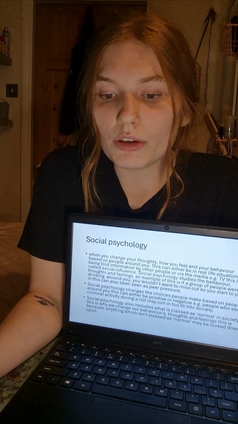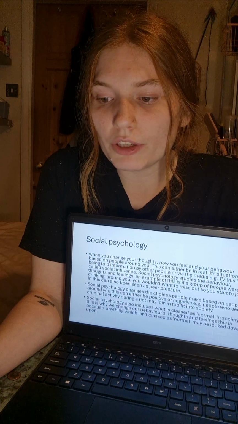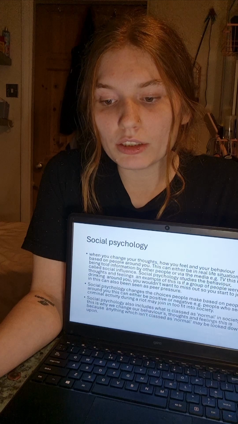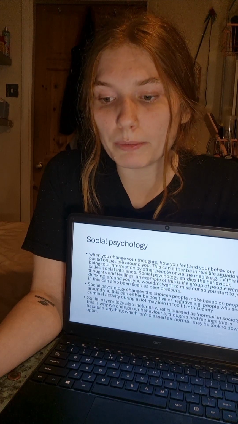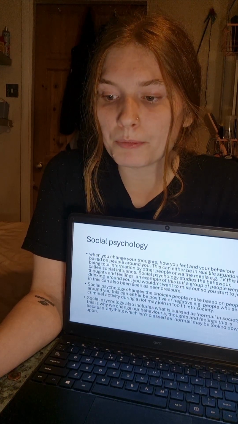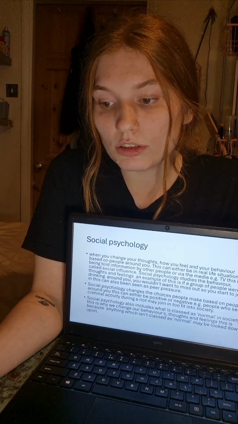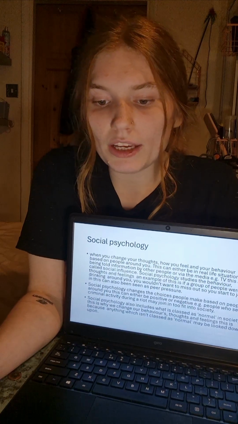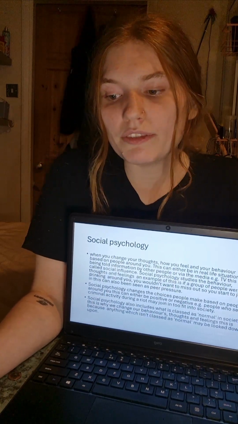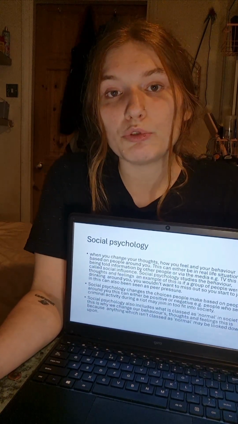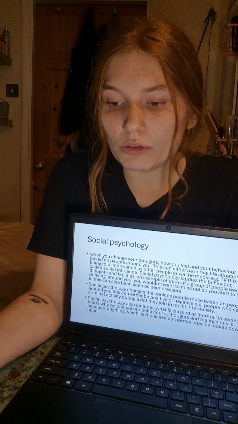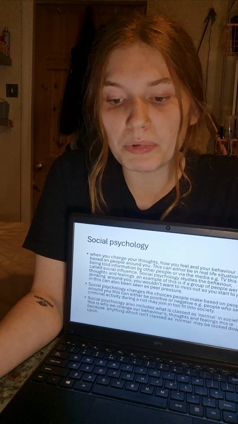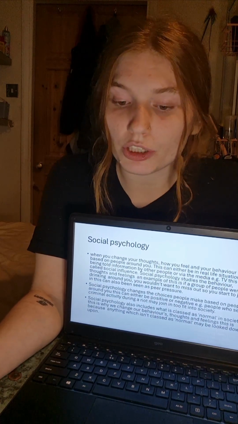Social psychology. When you change your thoughts, how you feel, and your behaviour based on people around you. This can either be in real-life situations, being told information by other people, or via the media. An example of this is called social influence. Social psychology studies the behaviour, thoughts and feelings. An example of this is if you were in a group of people drinking around you, you would feel pressured to drink, so you don't want to feel like you're being missed out. This can also be seen as peer pressure.